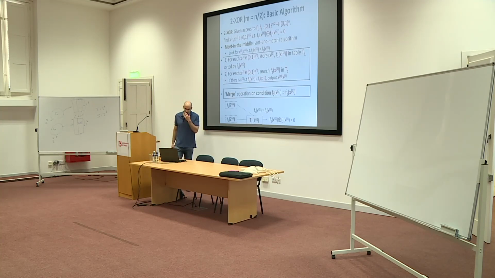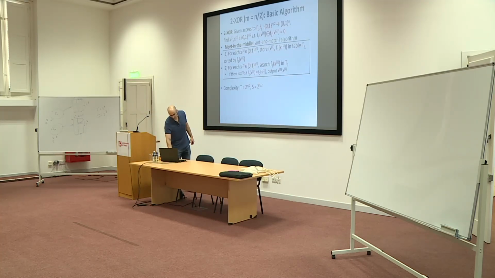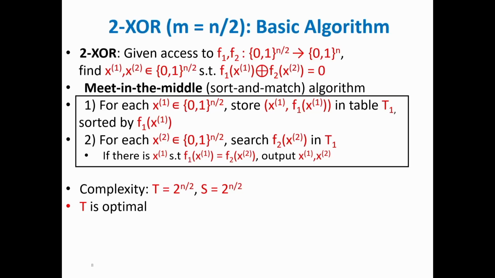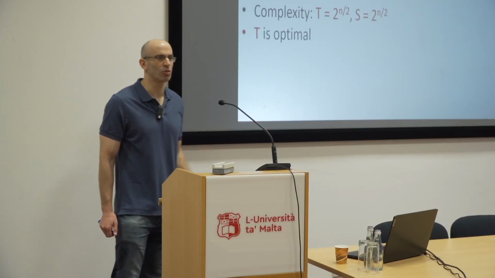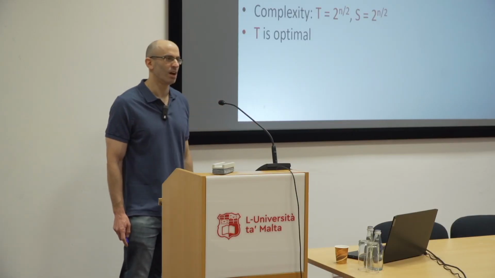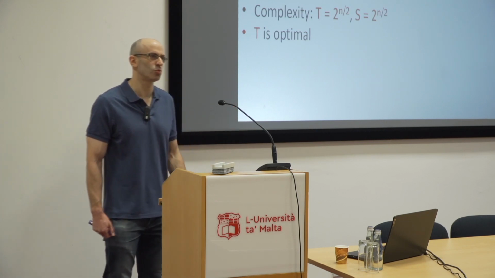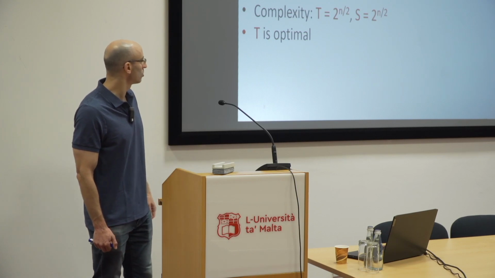So this is the basic algorithm that I'll discuss, and sometimes I'll call it a merge operation. We're merging F1 and F2 on the condition that F2 of X2 is equal to F1 applied to X1. That's basically the operation that we're doing here. And as I said, the time and memory complexities are 2 to the n over 2. And the time complexity is optimal, right? Because we said that you cannot do better than that. The time complexity for any k-XOR algorithm, by the information theoretic bound, is 2 to the n over k, and here k is equal to 2, so this is optimal.